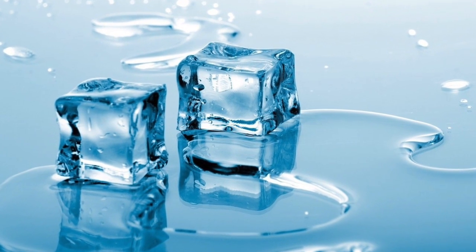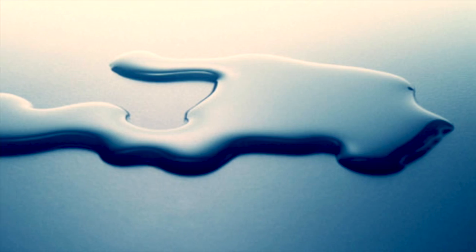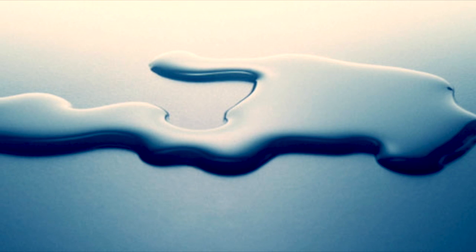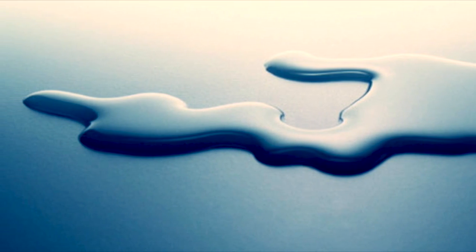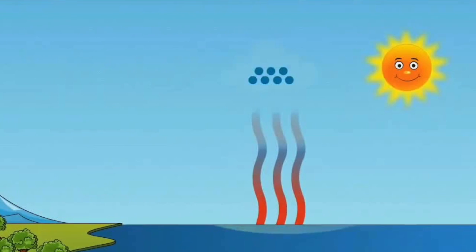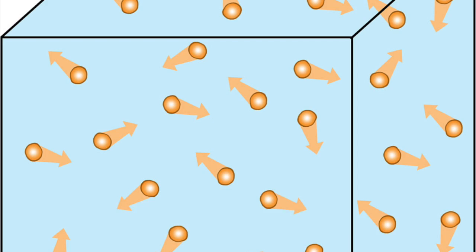Now, let's think back to those ice cubes. They're sitting in the hot sun. The ice cubes will eventually melt into a puddle of water. As the puddle sits in the hot sun, the water will begin to turn into vapor, going from a liquid to a gas. This process is called evaporation.